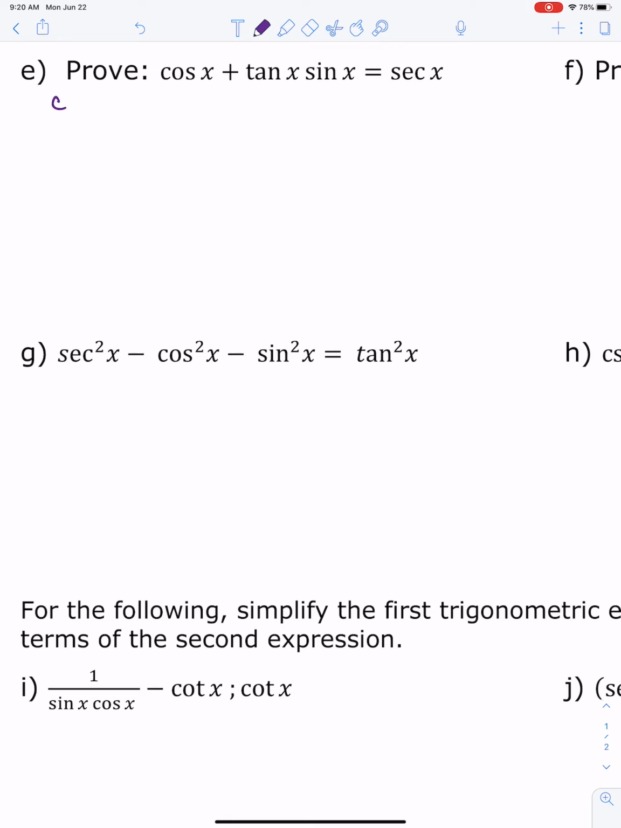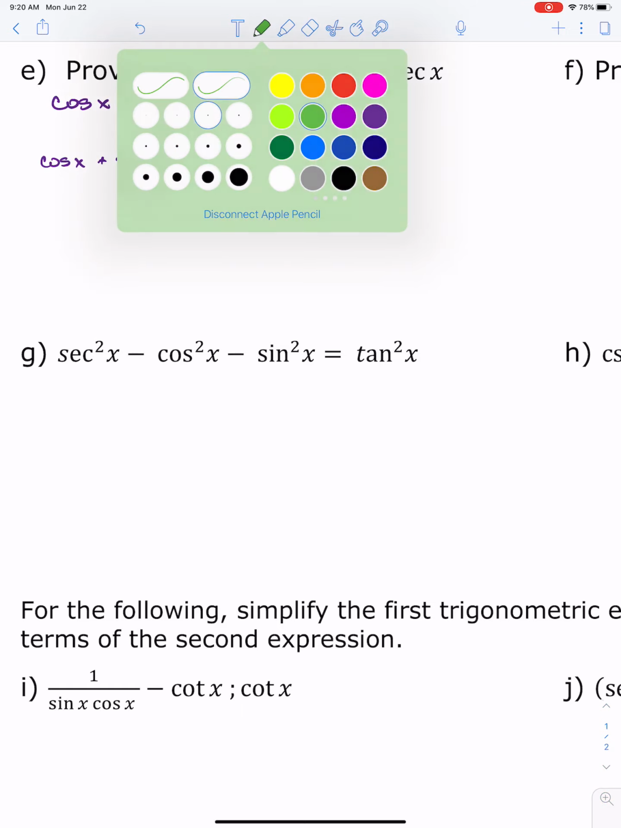So we've got cosine x, already in terms of cosine x. Tangent, I'm going to rewrite as sine x over cosine x times sine x. Put my equal here so I know that I'm working with the left-hand side. I get cosine x plus sine squared x over cosine x.